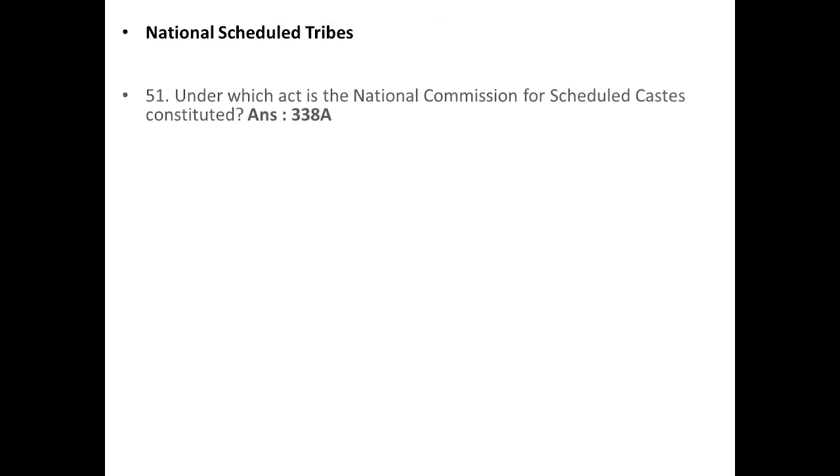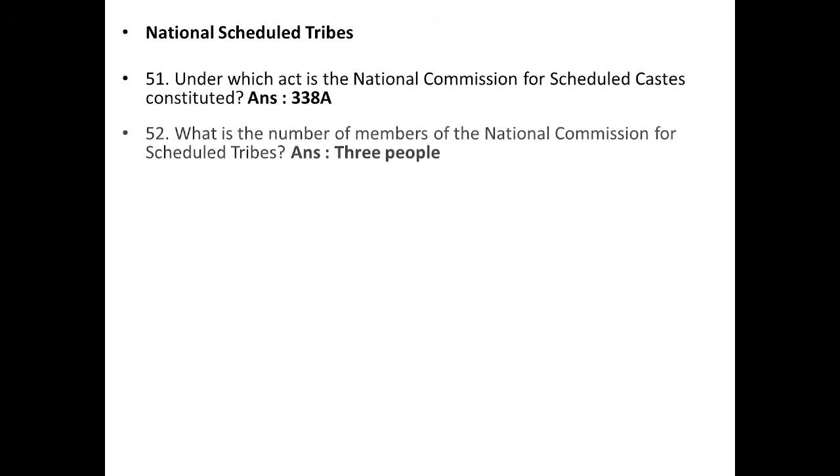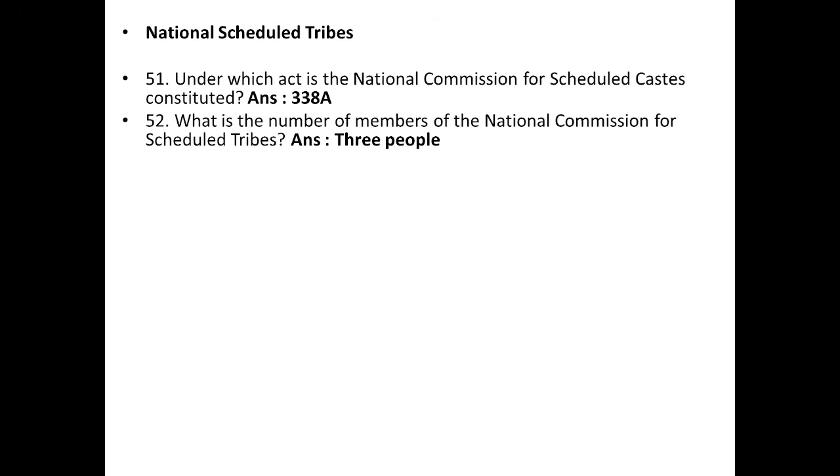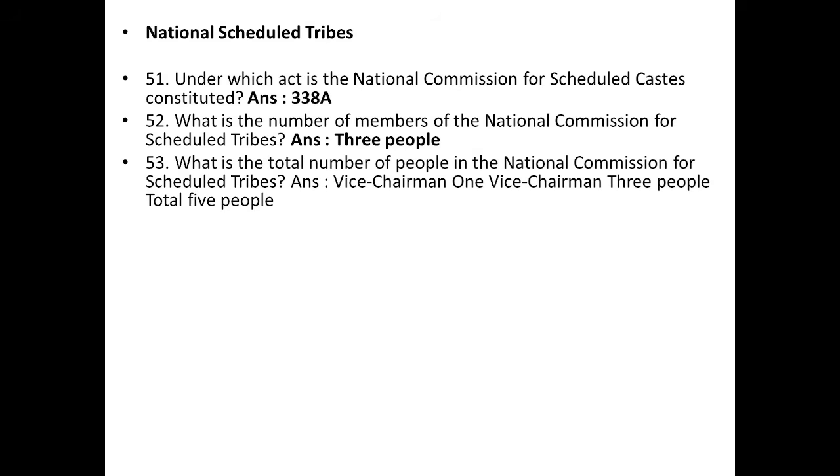Now we will discuss the Scheduled Tribes. Under which act is the National Commission for Scheduled Tribes constituted? 338A. What is the number of members of the National Commission for Scheduled Tribe? 3 people. What is the total number of people in the Commission? 1 chairperson, 1 vice chairperson, 3 members, total 5 people.